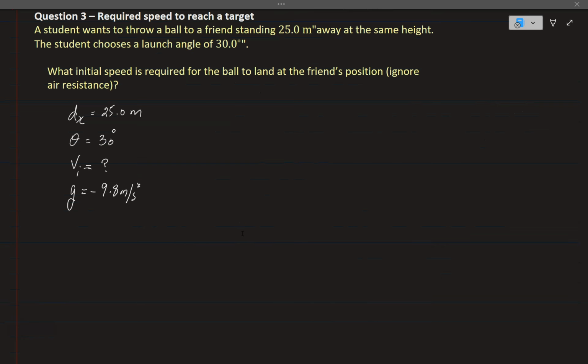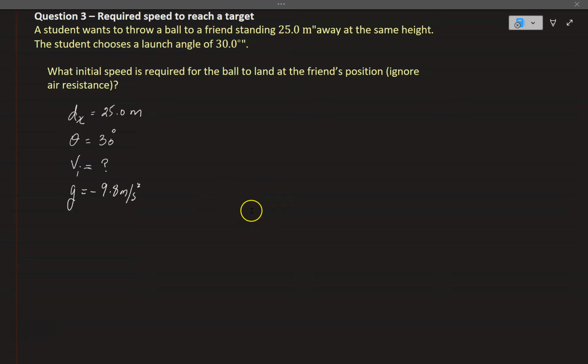Okay, last question. A student wants to throw a ball to a friend standing 25 meters away at the same height. The student chooses a launch angle of 30 degrees. What initial speed is required for the ball to land at the friend's position? Ignore the air resistance. So we have all the information that is written here.